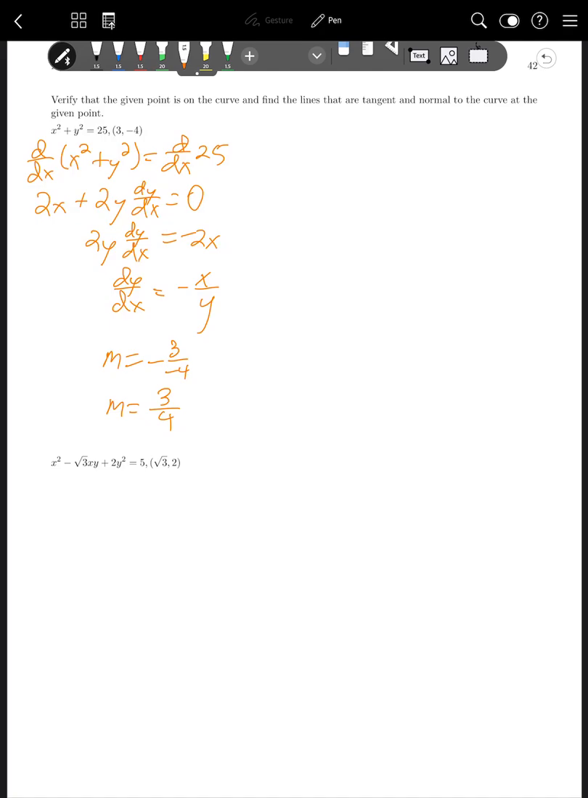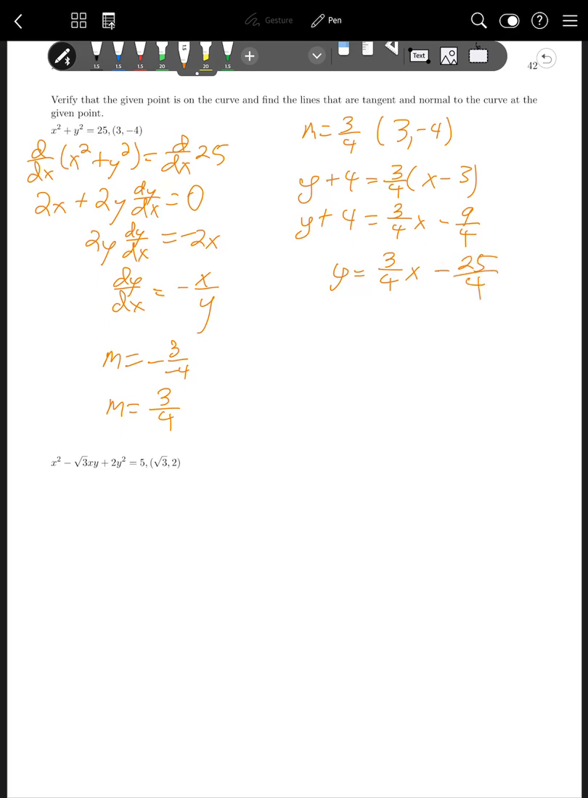So we do m equals 3/4 with the ordered pair (3, negative 4). So that's y plus 4 equals 3/4 times (x minus 3). So y plus 4 equals 3/4 x minus 9/4, and then subtract 4 from both sides. So y equals 3/4 x minus 25/4.